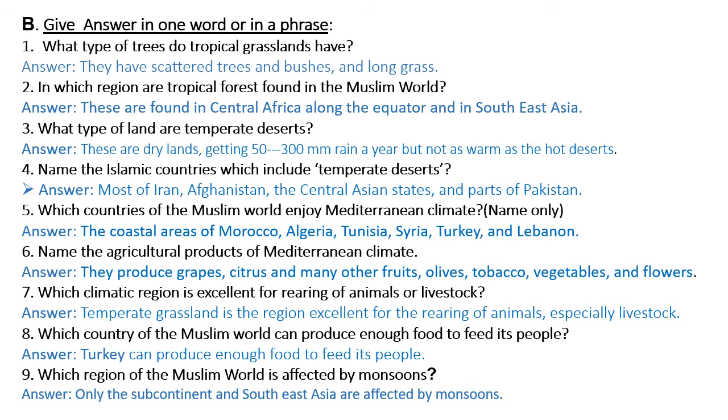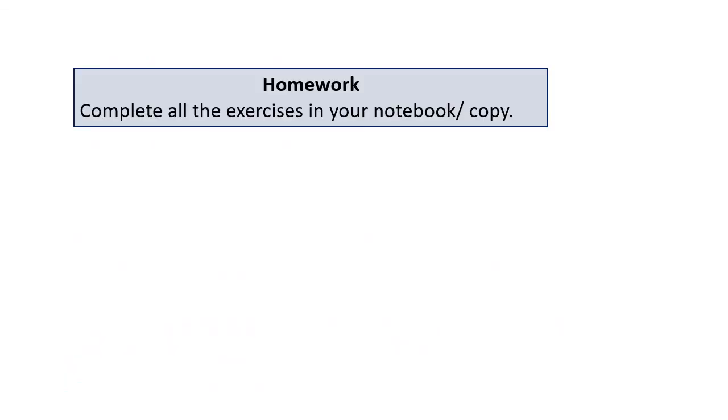Number 8. Which country of the Muslim world can produce enough food to feed its people? Answer. Turkey can produce enough food to feed its people. Number 9. Which country of the Muslim world is affected by monsoons? Answer. Only the subcontinent and Southeast Asia are affected by monsoons.